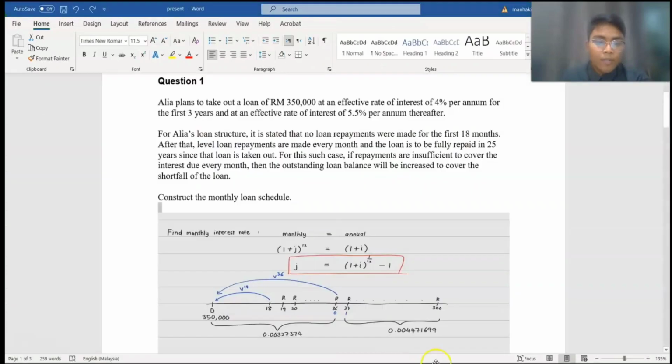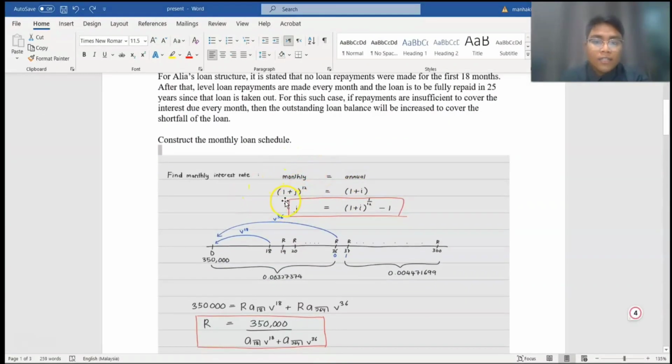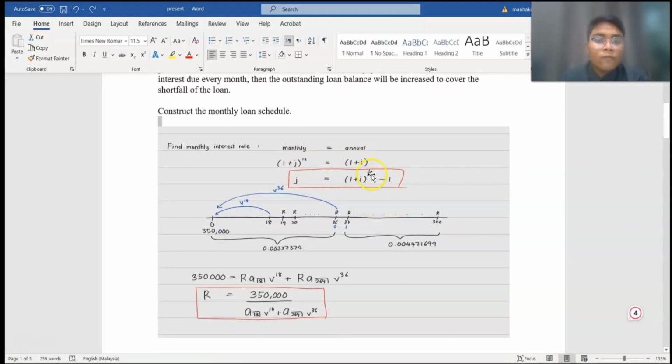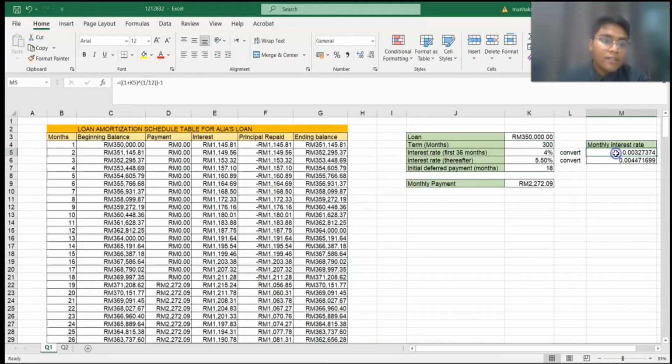Using this formula, for the monthly rate, 1 plus j to the power of 12 is equal to 1 plus i, where i is the annual interest rate. So we need to solve for j. j is equal to 1 plus i to the power of 1 over 12, minus 1. So for this monthly interest rate, I use 1 plus K5, where K5 is 4%, to the power of 1 over 12, minus 1. So I got this monthly interest rate.